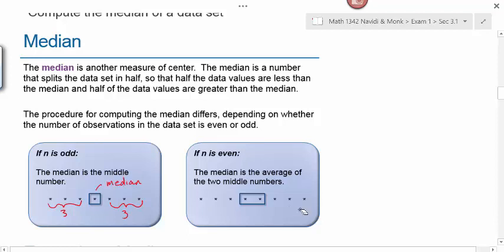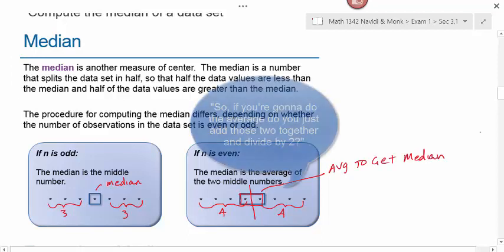But if you have an even number of data values, here I have 4 data values to the left of the middle, 4 data values to the right of the middle, and there's no data value in the middle. How we compensate for that then is we average these 2 middle pieces of data, the ones that are immediately to the left and the right of the exact halfway point. So we take an average of these 2 numbers to get the median.